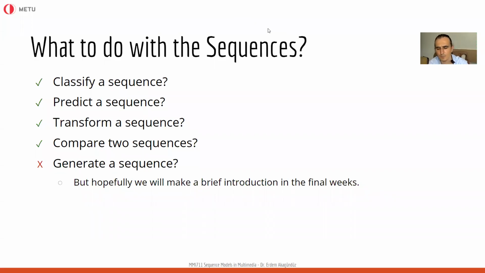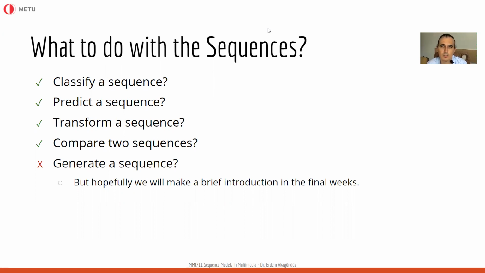Okay, so we were talking about what to do with the sequences, what kind of applications you can have. I'll try to give a brief idea about what type of problems we solve using sequences. Classifying, for example, given a sequence, what category of a sequence is. I'm going to give you examples now. Or predicting the sequence's next value, or transforming a sequence, just like translation, a Turkish text sequence being translated into an English text sequence.